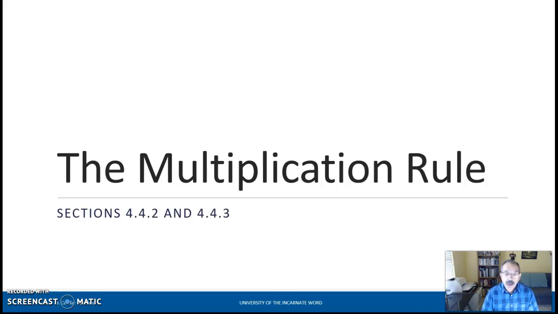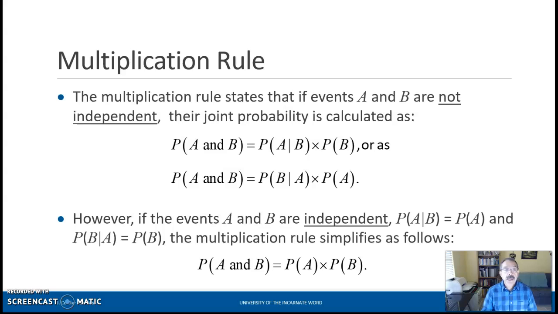This is section or part 6 of the module 4 lecture. In this part, we're going to talk about the multiplication rule. The multiplication rule is to find the joint probabilities. And we have two versions of this multiplication rule: one when the events are not independent, and one where the events are independent.